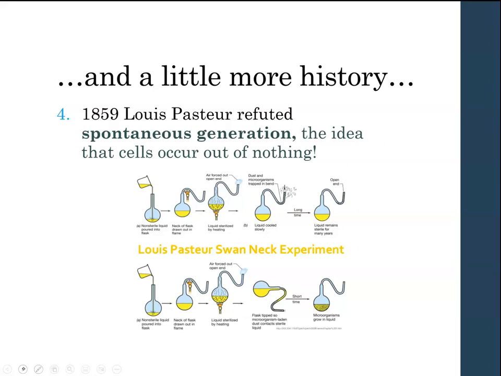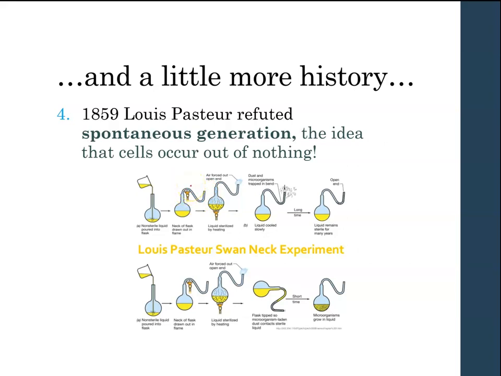But without going into too much detail of his experiment, he basically showed that cells don't just spontaneously generate. And he had this really cool apparatus called the swan neck flask. Basically, he put some non-sterile liquid in there, which means there were probably things growing in it. And then he heated up the neck of the flask.